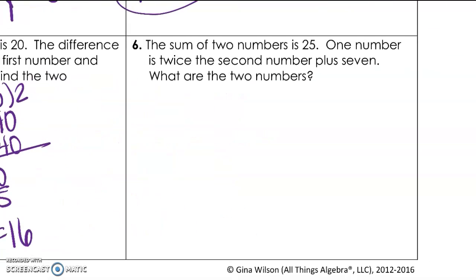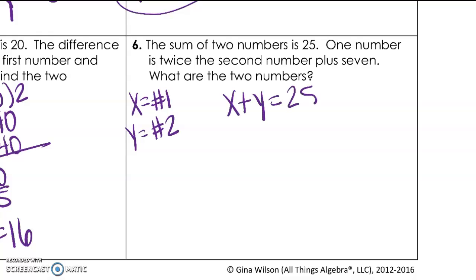And number 6, again, call x number 1 and y number 2. The sum is 25. X plus y is equal to 25. One number is twice the second number plus 7. This one's going to be set up a little bit different. One number, so we're going to say that's the first one. X is, so equals, twice the second number, 2y, plus 7.